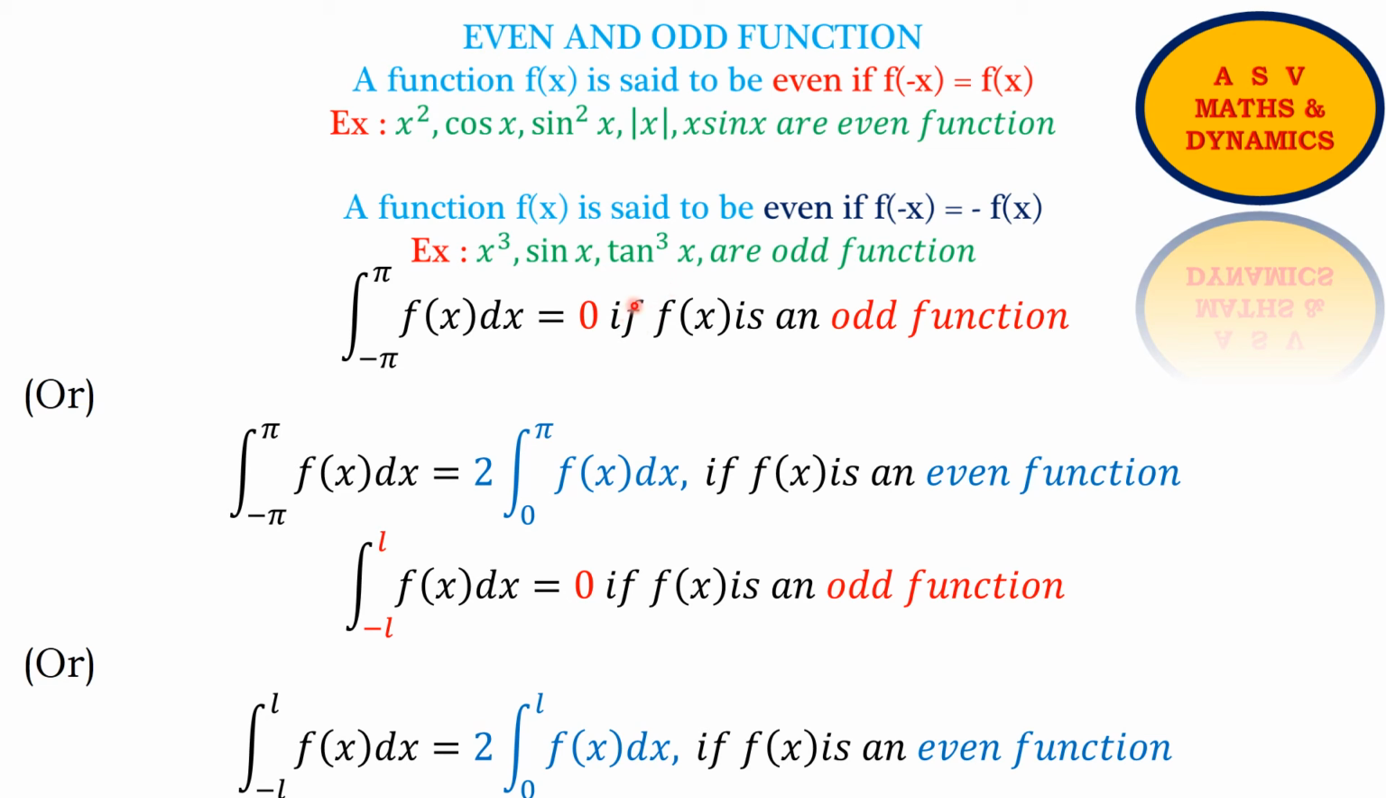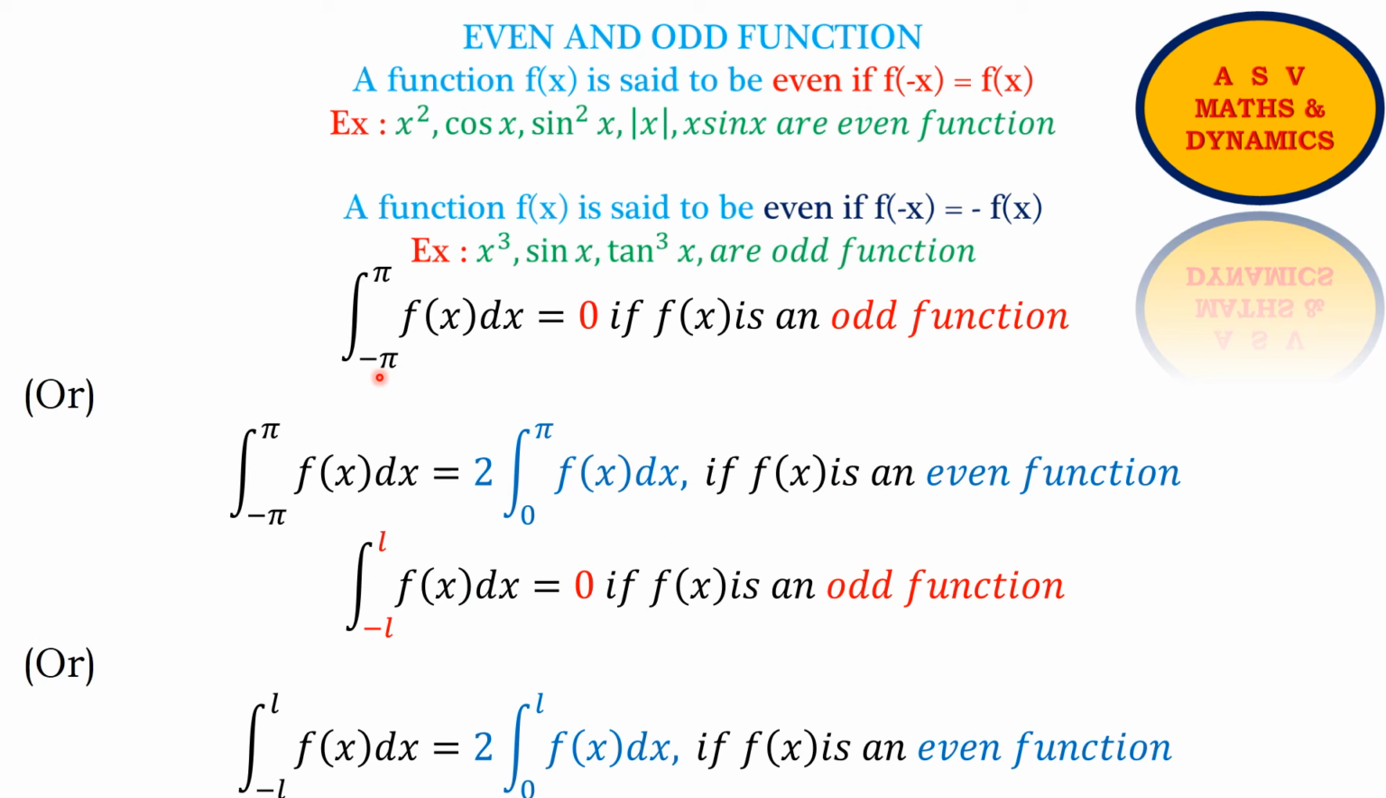So here also, if you know very well, in the interval negative pi to pi, the integral of f of x dx is equal to 0 if f of x is an odd function. For example, x power 3 dx, immediately you can put it 0, because x power 3 is an odd function. And if f of x is x squared, you can write it like this: 2 into the integral 0 to pi f of x dx, because the function is an even function.